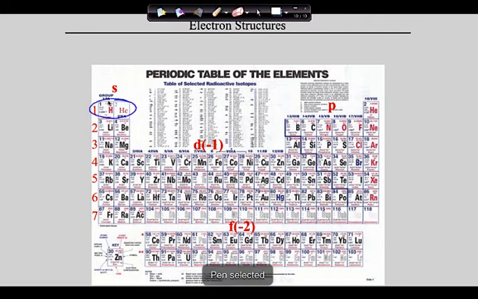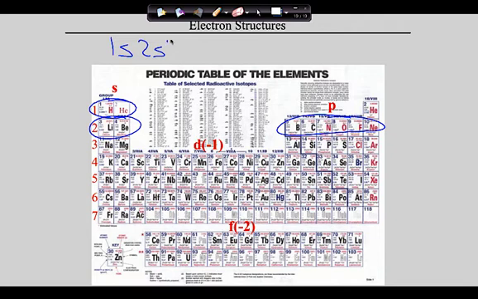So electrons 1 and 2 are in the 1s. Electrons 3 and 4 are in the 2s. Electrons 5 through 10, as we said, are in the 2p. Electrons 11 and 12 are in the 3s. Electrons 13 through 18 are in the 3p. Electrons 19 and 20 are in the 4s.